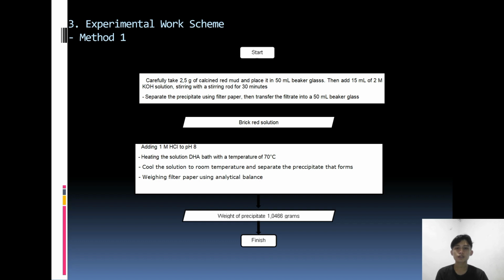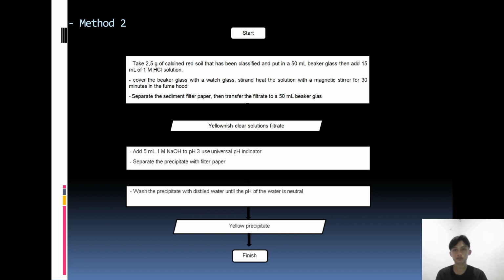The next step, recreate the solution by adding 1 molar HCl to pH 8. The first, heating the solution in a water bath with a temperature of 70 Celsius. The second, cool the solution to room temperature and separate the precipitate that forms. Third, weigh the filter paper using an analytical balance. The next step, weighing of the precipitate: 466 gram, and finish. Method 2, start.